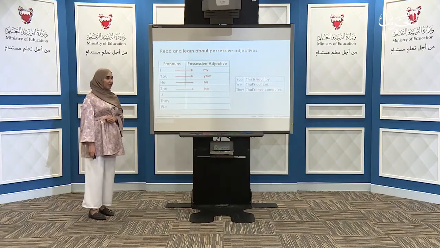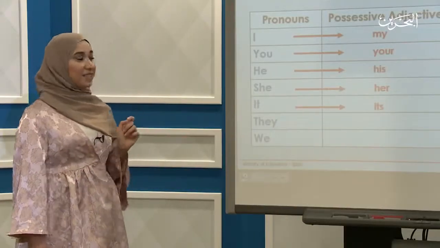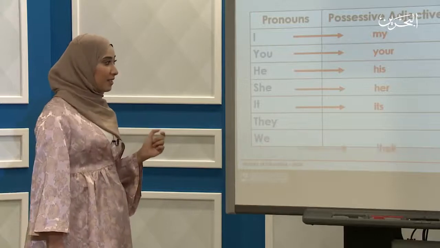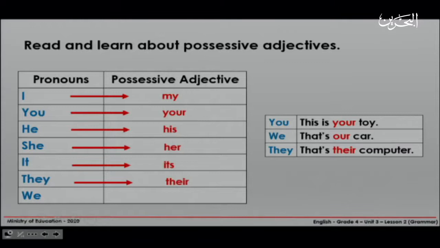And the possessive adjective of it, its. The possessive adjective of they is their. And finally, the possessive adjective of we is our.